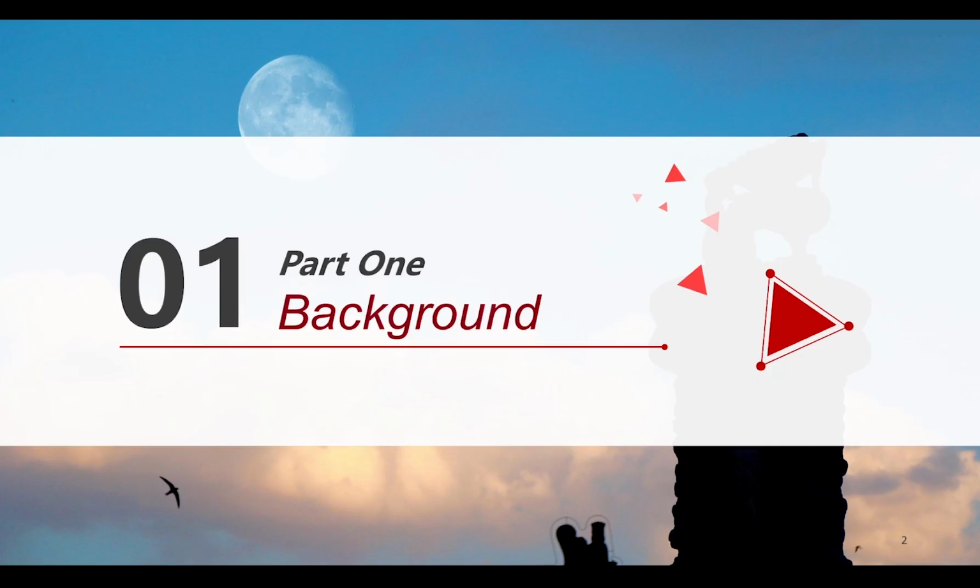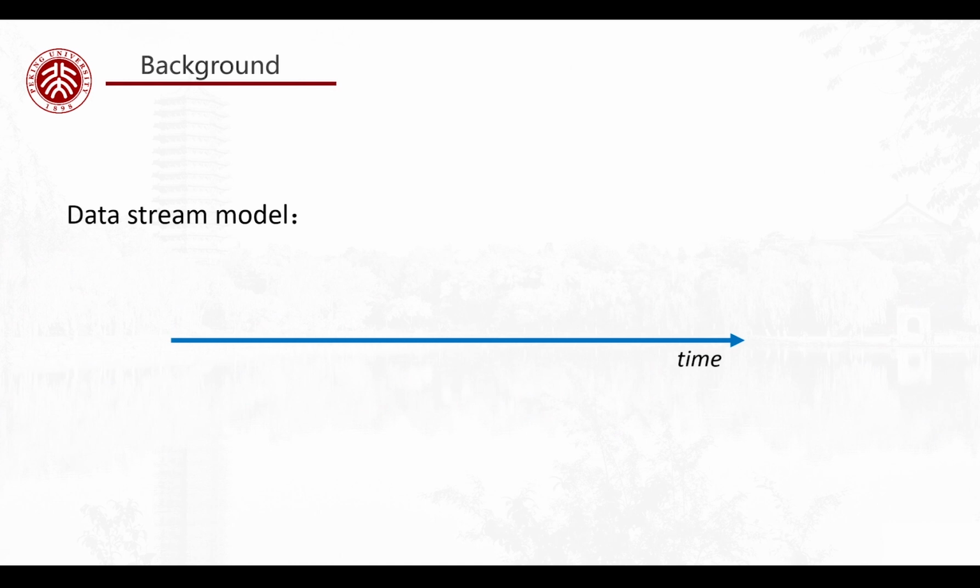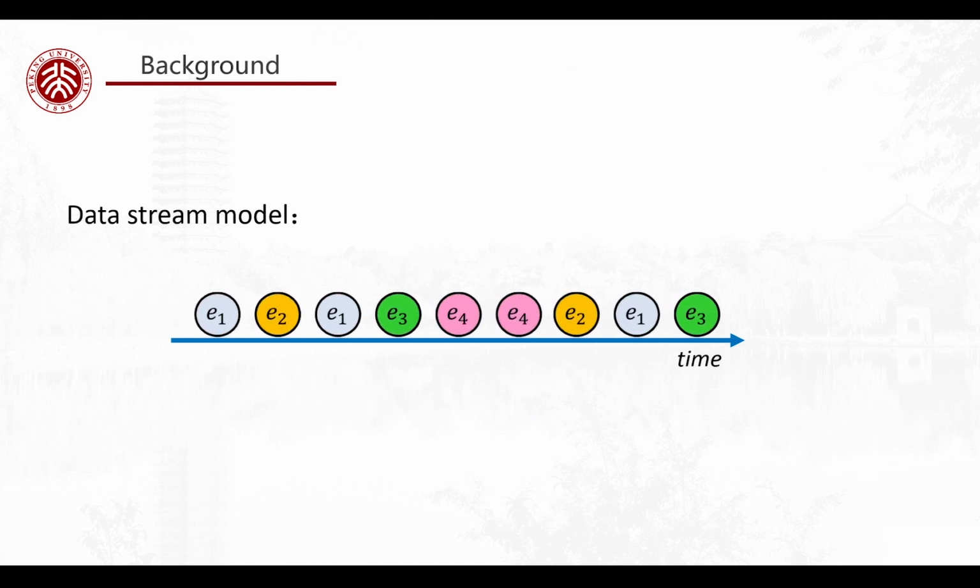Part 1 is about the background. The data stream model is that items will appear in a time sequence one by one. One distinct item can appear multiple times. For example, E1 appears 3 times in this sequence. Therefore, one challenge about high-speed data stream processing is that we must process it very fast. Otherwise, we may lose items.